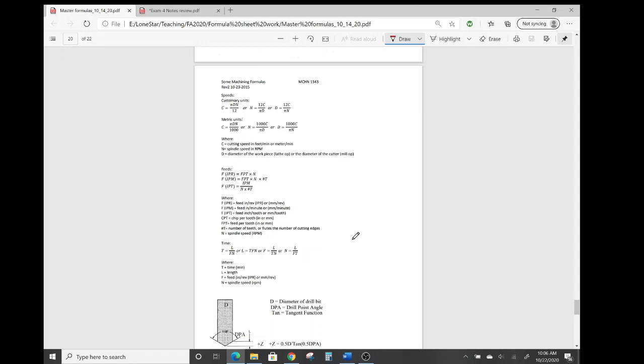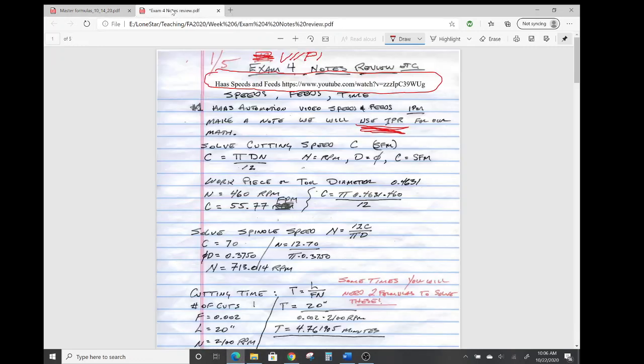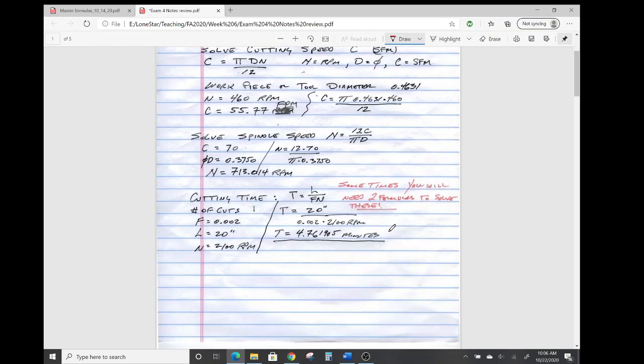All right. So let's go back to our exam notes. How about cutting time? Let's do a time formula. Sometimes you will need two formulas to solve these. So our parent formula for cutting time is T equals the length of the cut divided by the feed rate divided by the spindle speed, N. Now you may have to solve for spindle speed and then plug the speed back in here to get the time.